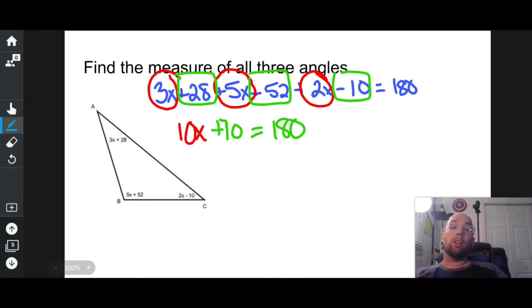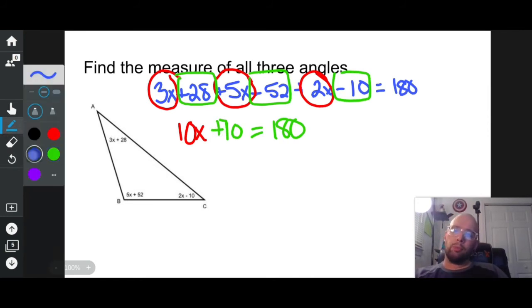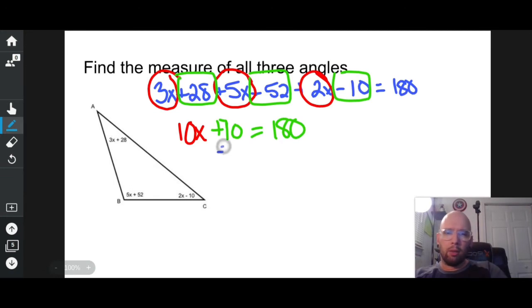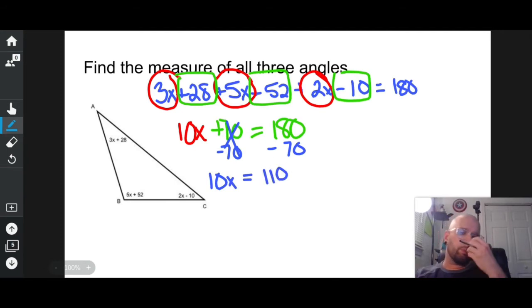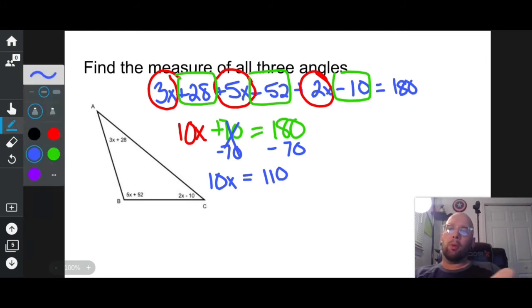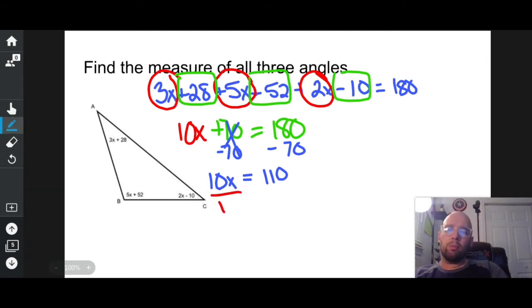So 10x plus 70 equals 180. Minus 70. Minus 70. And you have 10x equals 110. Divide 10 from both sides, and you get x equals 11.